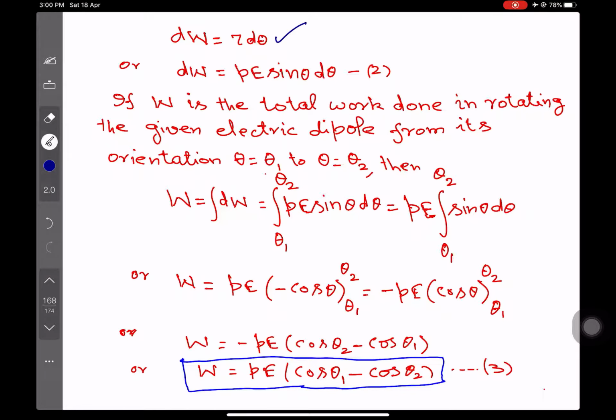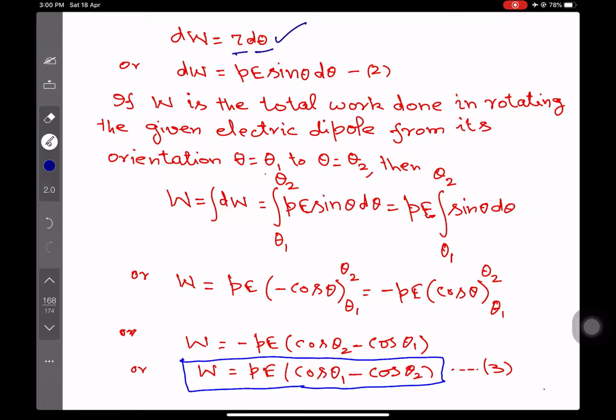Now, whatever role is played by force in linear motion, same role is played by torque in rotational motion. तो जैसे वहाँ पे वर्क क्या है, फोर्स इनटू लीनियर डिस्प्लेसमेंट या लीनियर डिस्टेंस, यहाँ पे फोर्स की जगह आ जाएगा टॉर्क और लीनियर डिस्प्लेसमेंट की जगह आ जाएगी एंगुलर डिस्प्लेसमेंट और यहाँ पे टॉर्क है tau और एंगुलर डिस्प्लेसमेंट है d theta. So therefore the small amount of work done is dw equal to tau into d theta.